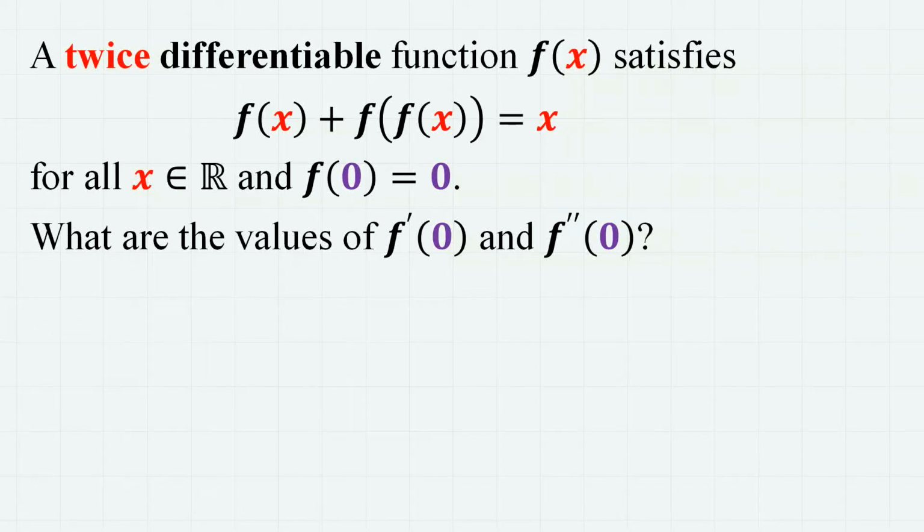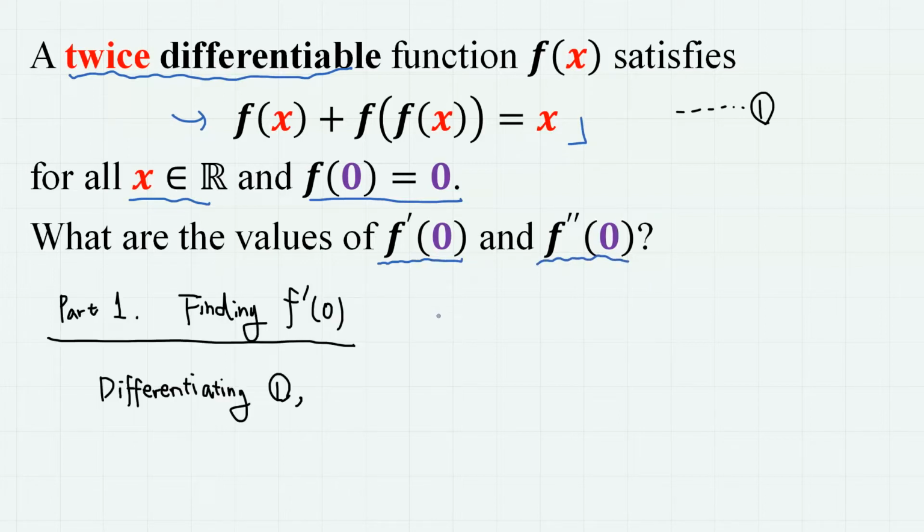In this differential calculus problem, we are going to differentiate the function that satisfies certain conditions. Without further ado, let's take a look at the problem right now. It says a twice differentiable function f(x) satisfies the following relation: f(x) plus f(f(x)) equals x for all real numbers x, and the value of f(0) equals 0. Then what are the values of f'(0), the first derivative, and f''(0), the second derivative?